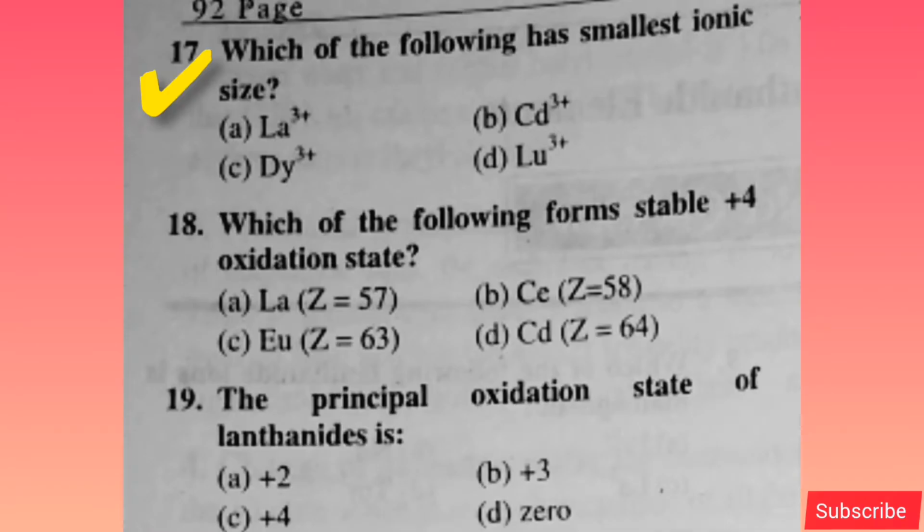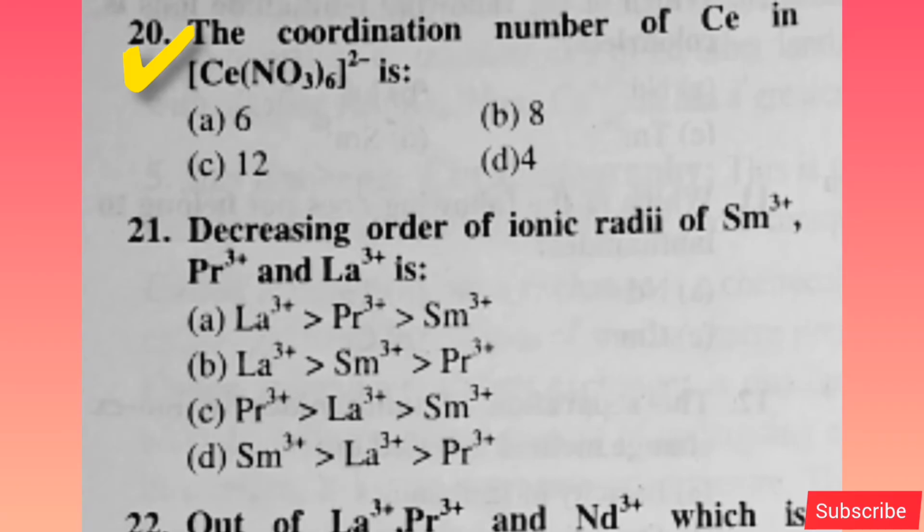Which of the following has the smallest ionic size? Option D is correct. Which of the following forms stable +4 oxidation state? Option B is correct. The principal oxidation state of lanthanides is? Option B is correct. The coordination number of Ce in Ce(NO3)6 2 negative is? Option C is correct. Decreasing order of ionic radii of Sm3+, Pr3+ and La3+ is? Option A is correct.